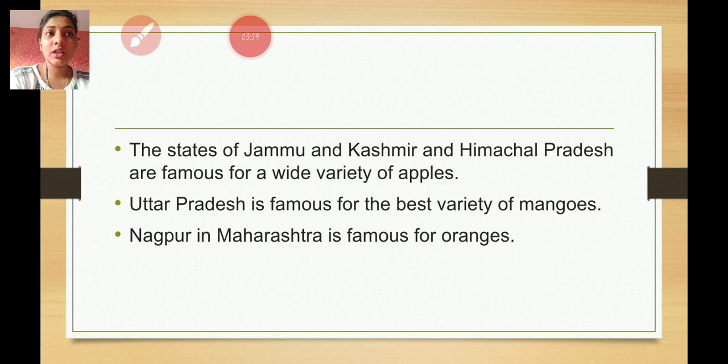The states of Jammu and Kashmir and Himachal Pradesh are famous for a wide variety of apples. Which states are famous for apples? It is Jammu and Kashmir and Himachal Pradesh. Uttar Pradesh is famous for the best variety of mangoes. So, mangoes are famous in the state of Uttar Pradesh. If we want good mangoes, we can find them in Uttar Pradesh. Nagpur in Maharashtra is famous for oranges. So, the famous oranges are found in Nagpur, which is in the state of Maharashtra.